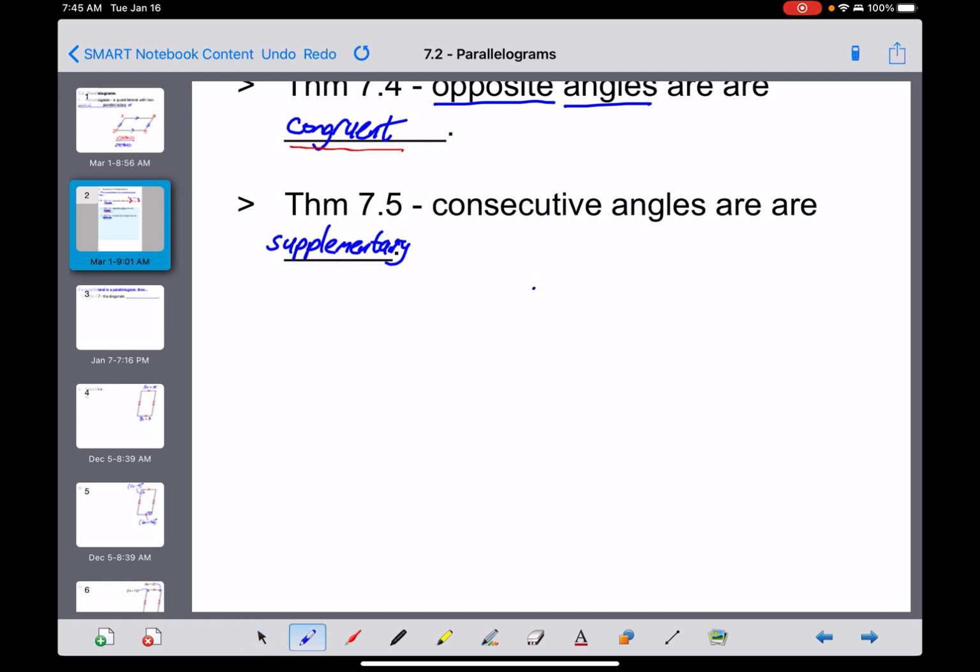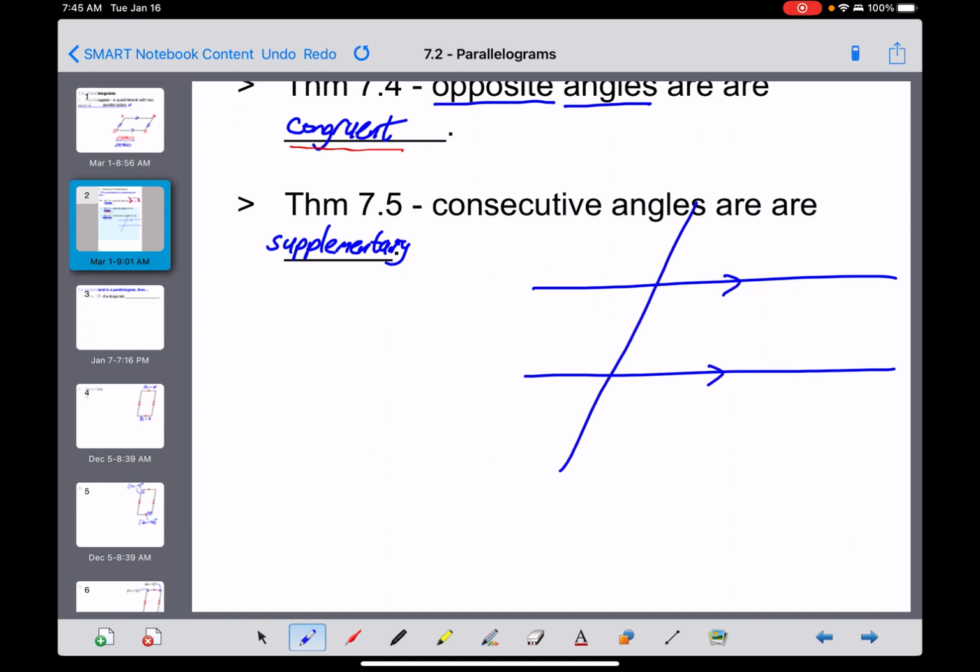If you remember this diagram from way back in chapter 3, two parallel lines cut by a transversal, one of the theorems we learned there is that angle 1 and angle 2 would have to add up to 180 degrees. Measure of 1 plus measure of 2 is 180.